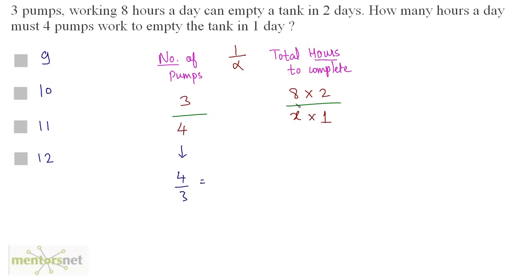So taking the ratios and inverting this term, we get 4 by 3 is equal to, this term is as it is, 8 times 2 by x. So x is equal to 8 times 2 by 4 times 3. 4 times 2 is 8. So this is equal to 2 times 2 is 4, times 3 is 12. So x is equal to 12. That is the total hours per day that these pumps need to work, 12 hours. Option D.